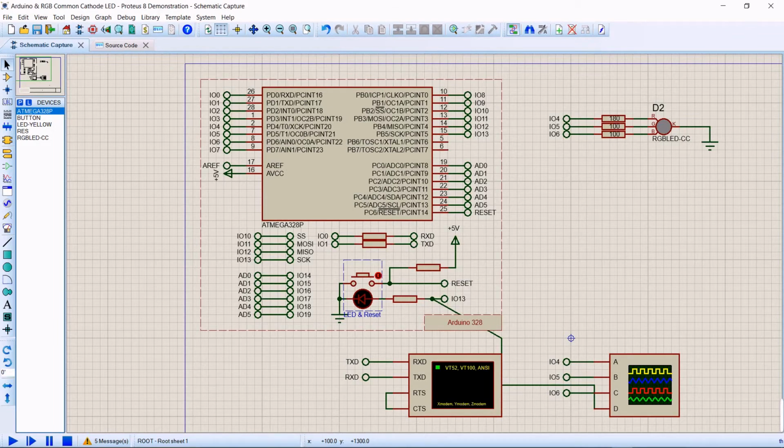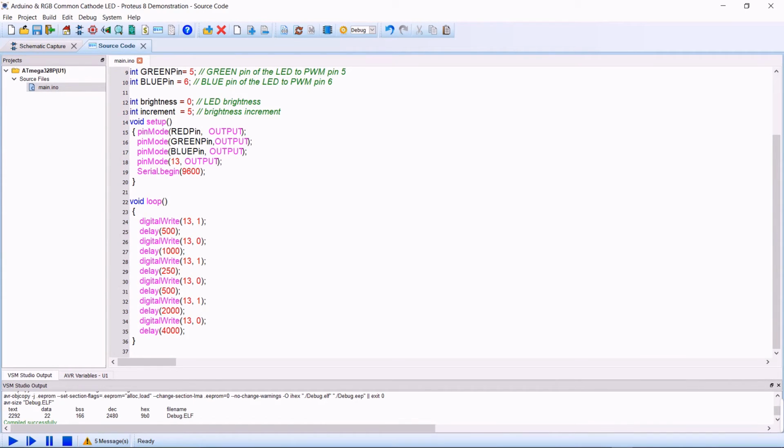The second activity, which is the generation of the square wave. First I connected the D channel to the 13th input pin, which is connected to the LED. Let's take a look at the source code. The red, green and blue pins are redundant in this case.